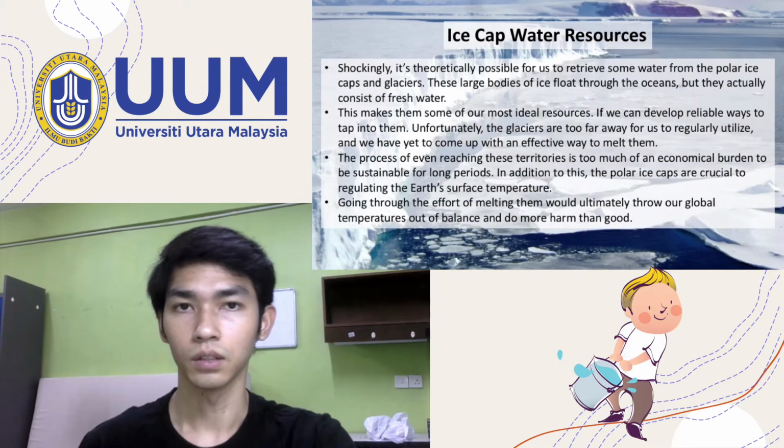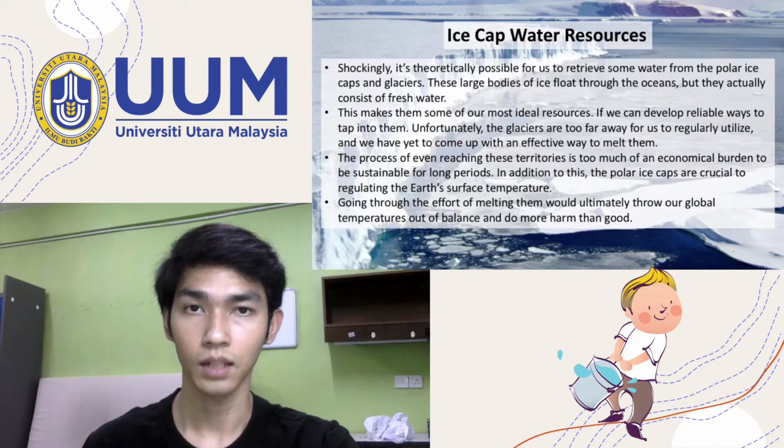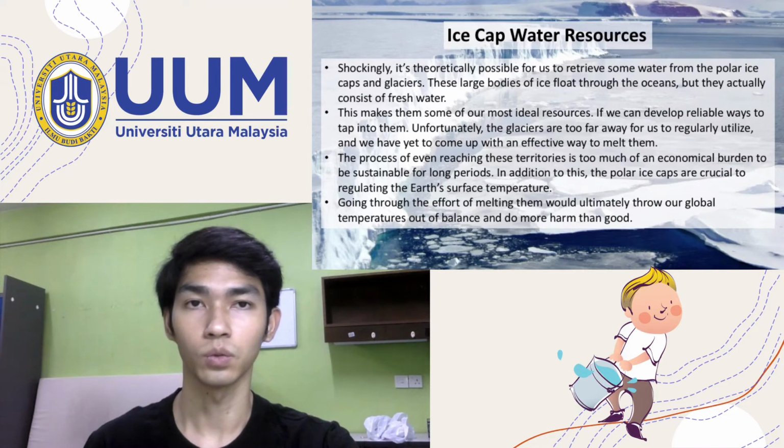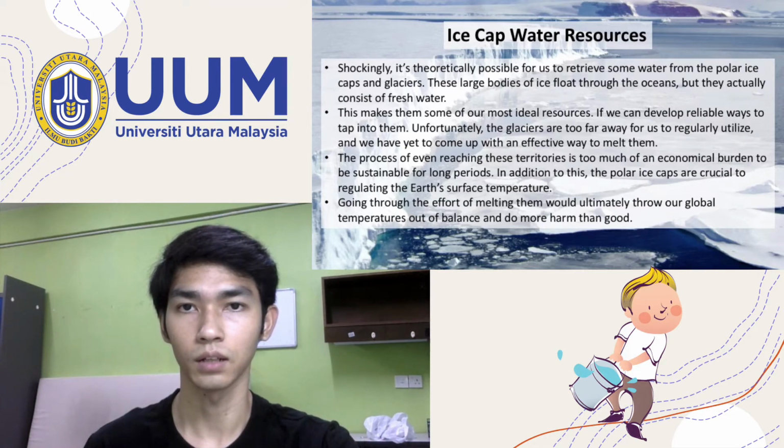So the last type of water resource is the ice cap water resource. Shockingly, it is theoretically possible for us to retrieve some water from the polar ice caps and glaciers. This large body of ice flows through the ocean, but it actually consists of fresh water. This makes them some of our most ideal resources, if we can develop reliable ways to tap into them. Unfortunately, the glaciers are too far away for us to regularly utilize, and we have yet to come up with an effective way to map them.